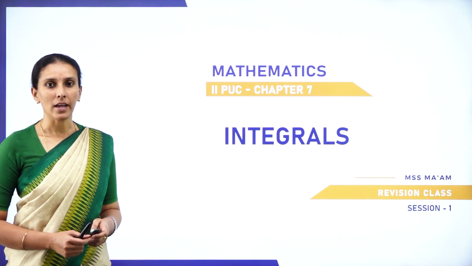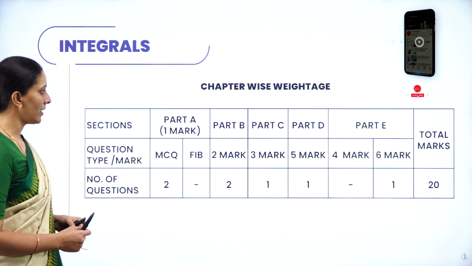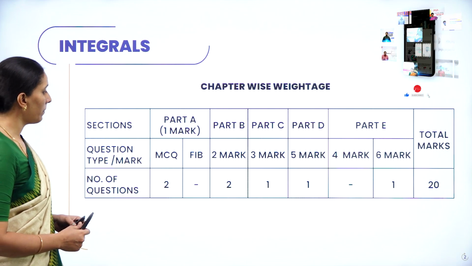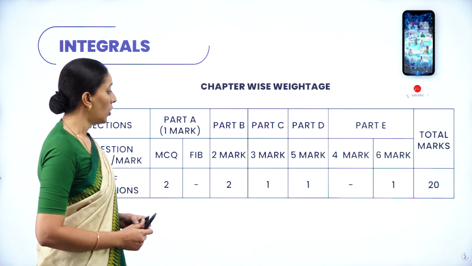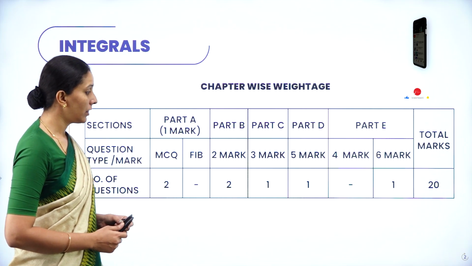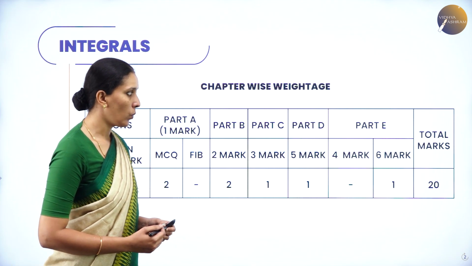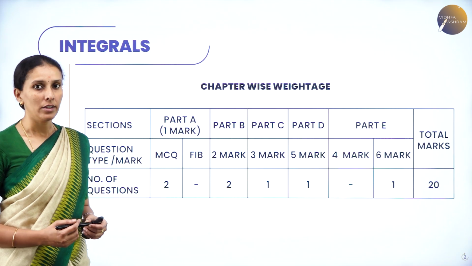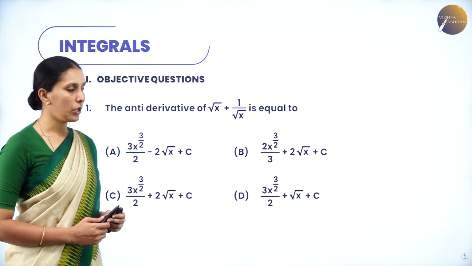So let's see the chapter's weightage. We know that in your question paper, we have 5 sections. Under part A, you will be getting 2 multiple choice questions from the chapter integrals, 2 questions of 2 marks, 1 question of 3 marks, 1 question of 5 marks, and 1 question of 6 marks. So overall, the chapter has 20 marks. Let's take a few objective questions.